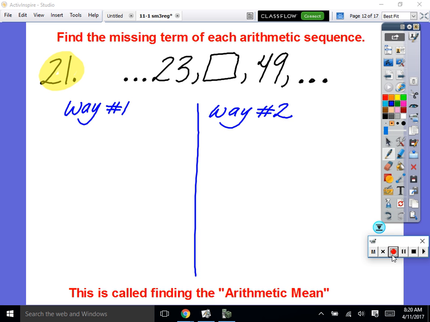So everybody watch, because you might prefer one way over the other. It really just depends on the problem. One way might be more useful than the other. So let's look at this one. We don't know what this is. Let's call it X. Everybody good with that?